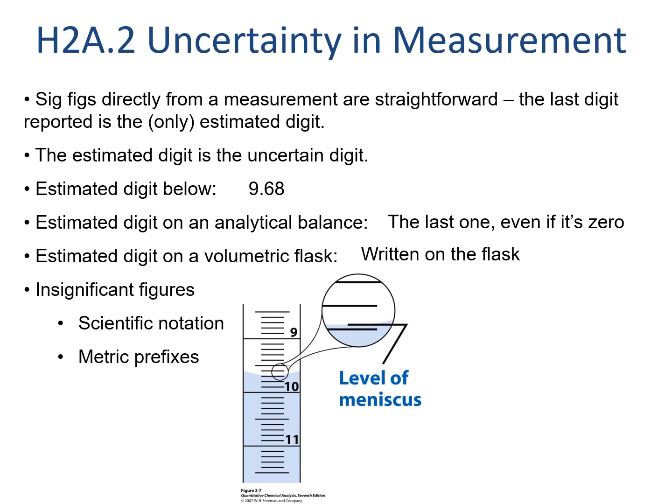Which measurement will allow for the reporting of more precision if reported to the proper number of sig figs? A 1 or a 0.9?